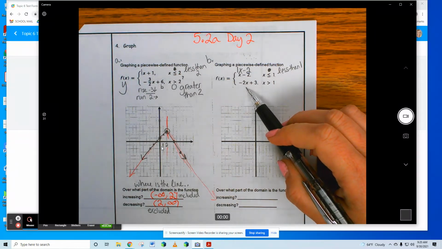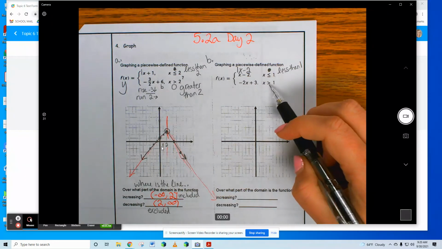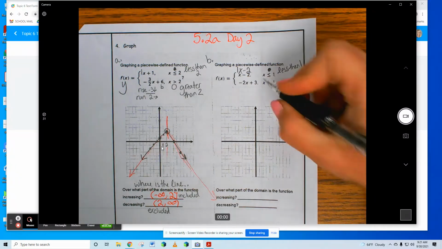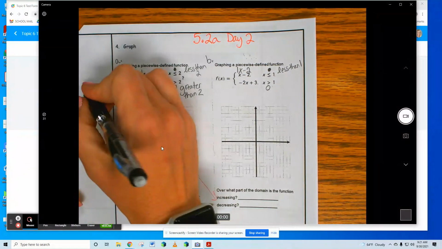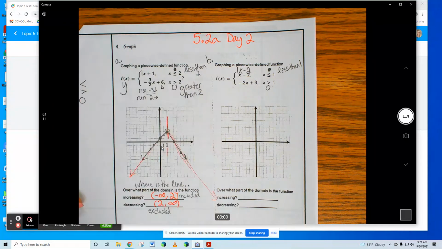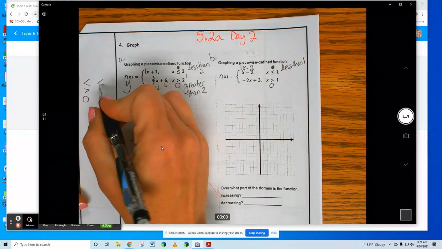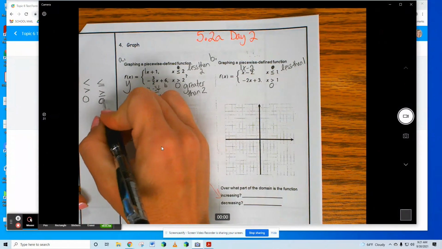Negative 2x plus 3. And my rule is x has to be greater than 1. That's going to be an open circle because it's greater than. Recap. Less than, greater than are an open circle. Less than or equal to, greater than or equal to is a closed circle.